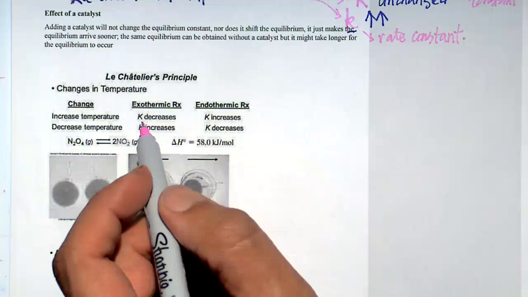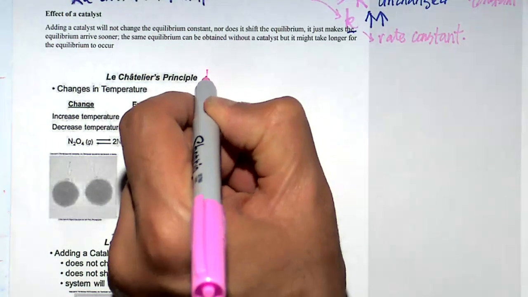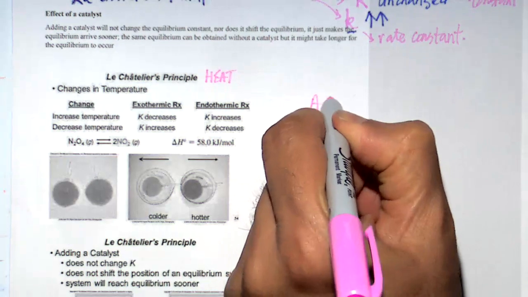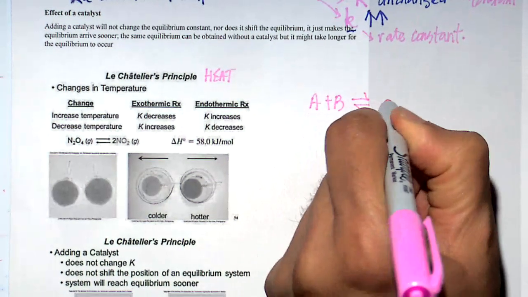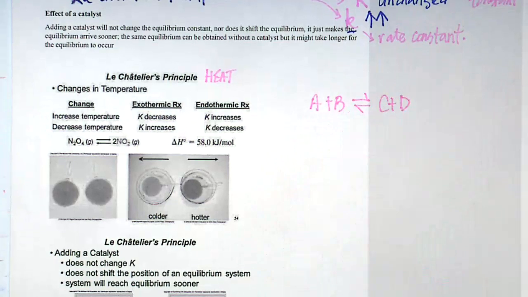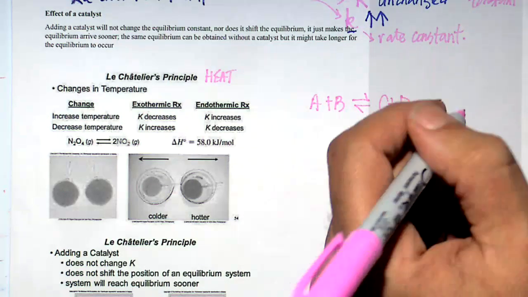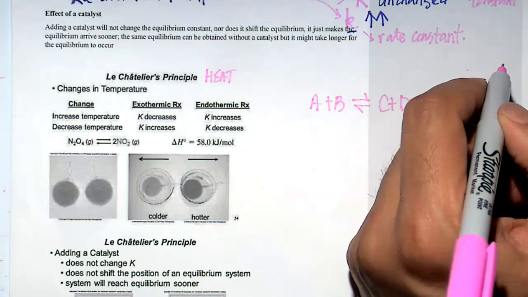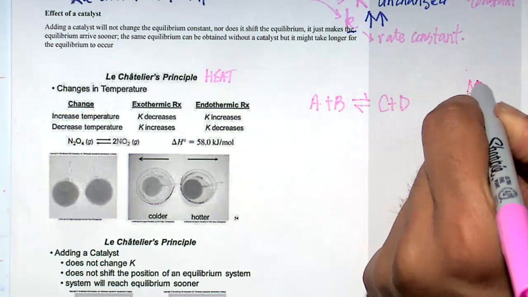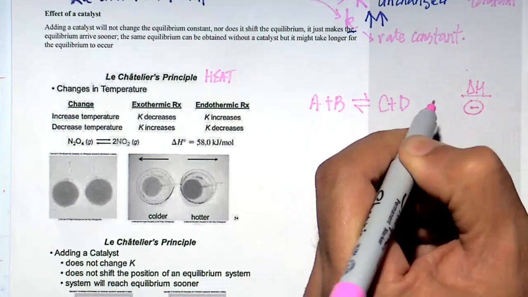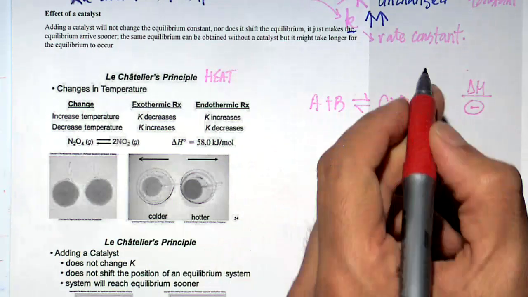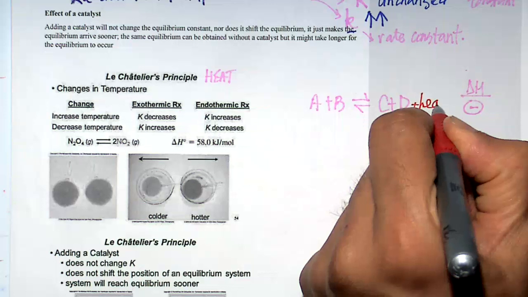All right, let me talk a little bit about Le Chatelier's principle and heat one more time. Let's go back to this. Remember, A plus B is in equilibrium with C plus D. I tell you the reaction is exothermic. If I tell you the reaction is exothermic, that means two things. Number one, your delta H is negative. But what also does that mean? It means we liberate heat, energy. We liberate energy in the form of heat.